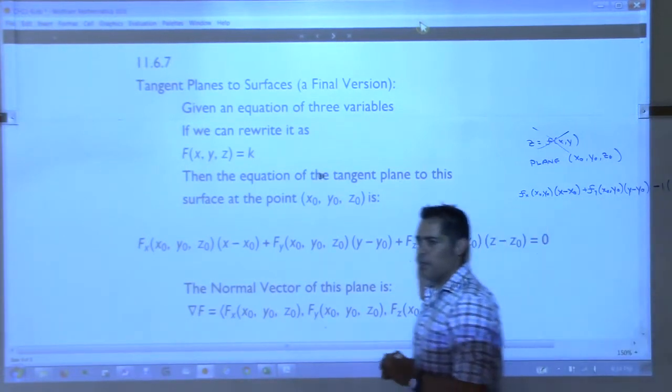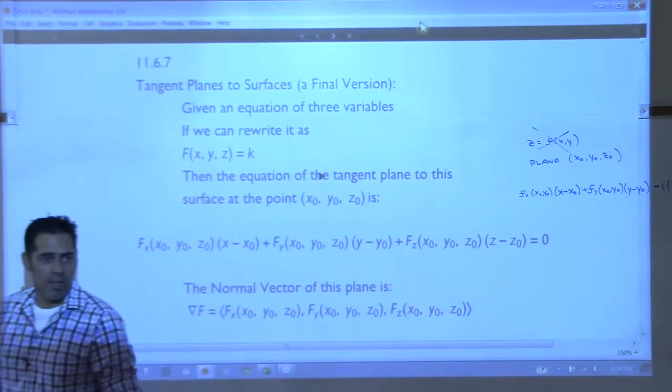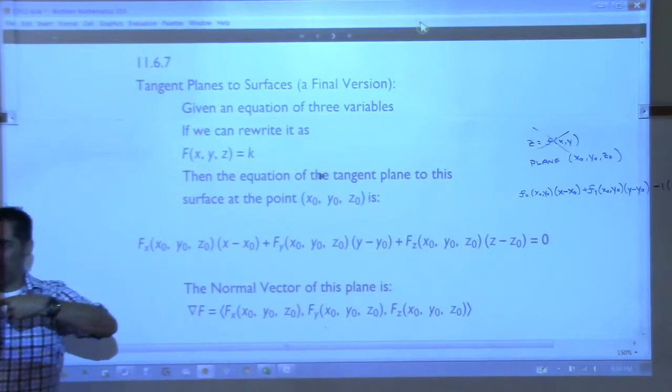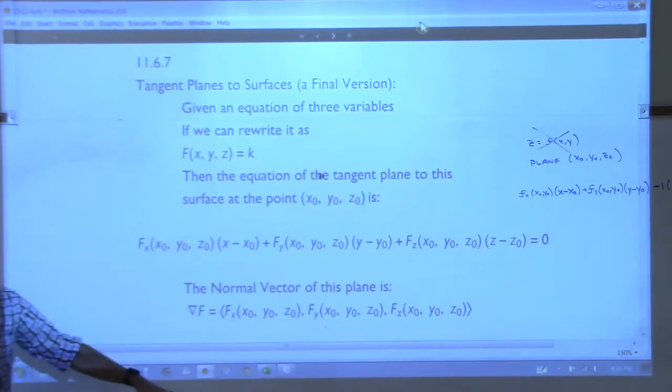You don't need z to be a function of x and y anymore. You just need an equation that connects all three variables together. So this would work. You remember when we did that one day where I turned the lights off, we looked at all those different quadratic surfaces, cones, ellipsoids, hyperboloids, right? All those different shapes. Those are all equations with three variables in them. We can find the tangent plane for any of those now using this, right?